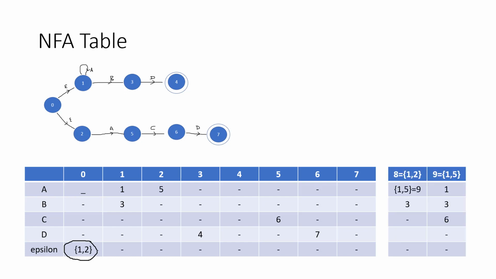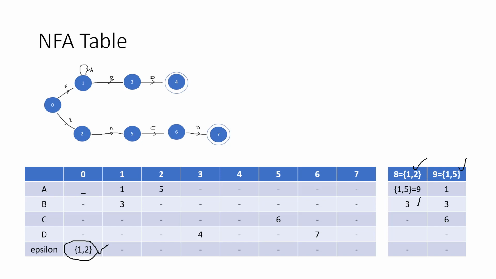So now, because we introduce a new state 1, 2, we have to introduce that here. And then we have to figure out what happens. How do we fill out this table? So 8 is a combination of 1 and 2. So all we have to do is just combine these two things. So if you look at 1 and 2, you get 1 and 5 when you see A. So that gives us a new state called 9. And then 1 and 2 gives you 3 here.